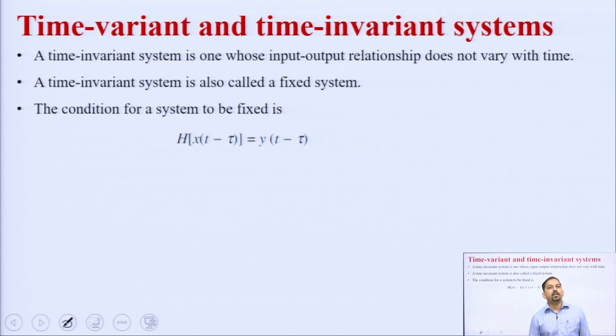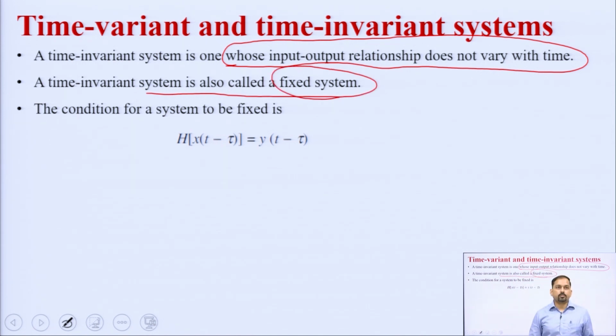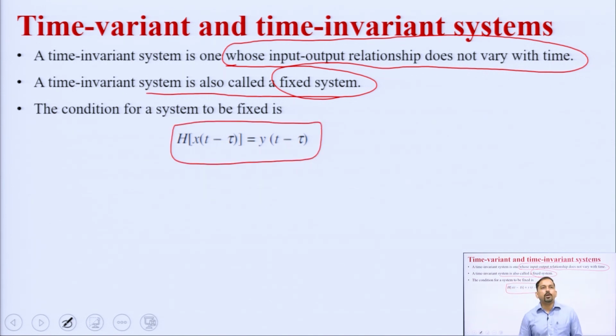Next is the time variant and the time invariant. This is again very important while we are studying the LTI systems. A time invariant system is one whose input output relationship does not vary with respect to time. Meaning if a time shift in the input signal results in the same time shift in the output signal, then it is called a time invariant system, and otherwise it is called time variant. The time invariant systems are also called fixed systems. We will see later on in our next lectures how we are going to check the time variancy of the system.